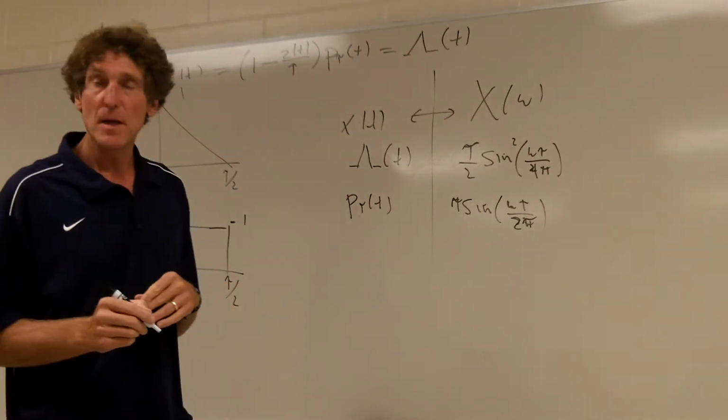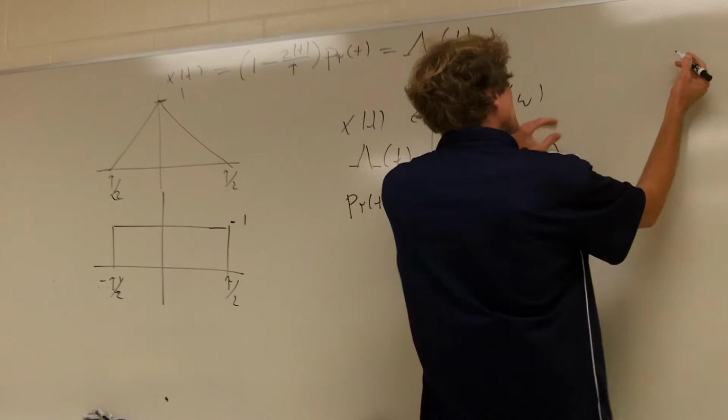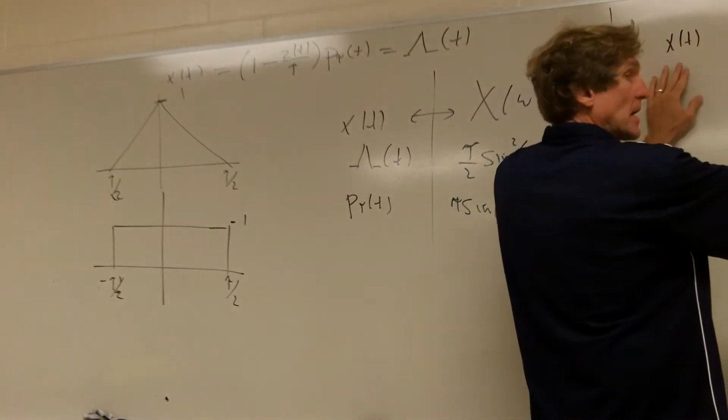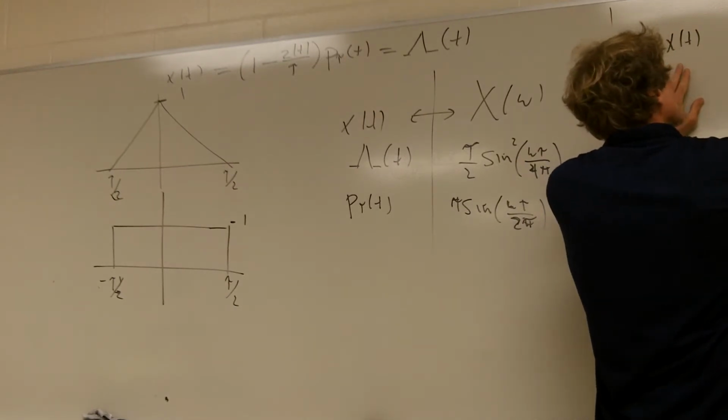Correct, class? Now, finally, based on those two, I put them there for a reason. I want this transform. I have x of t here, and I define it as a simple plot, and it looks like this.